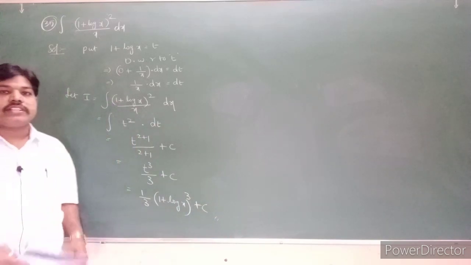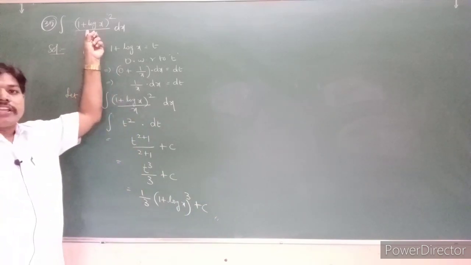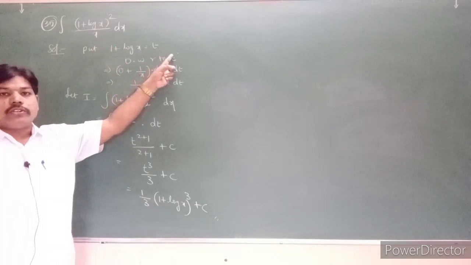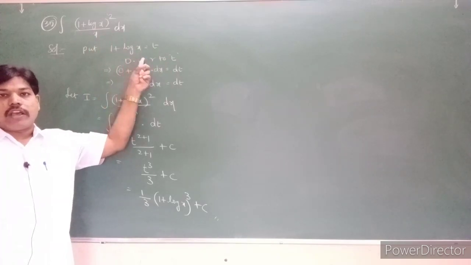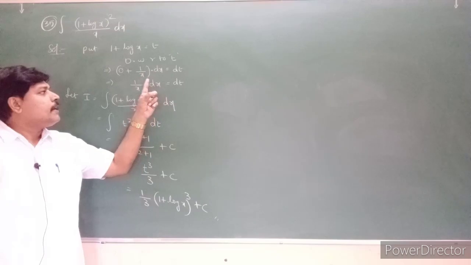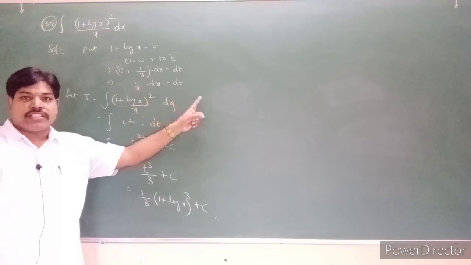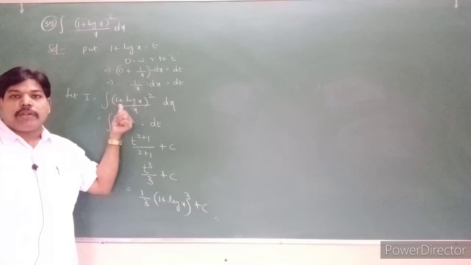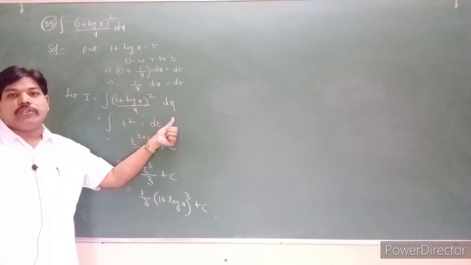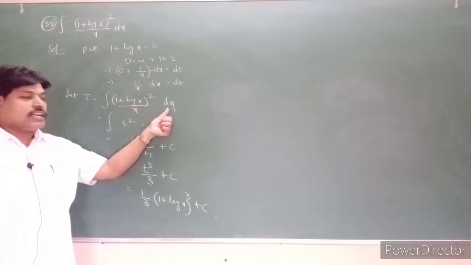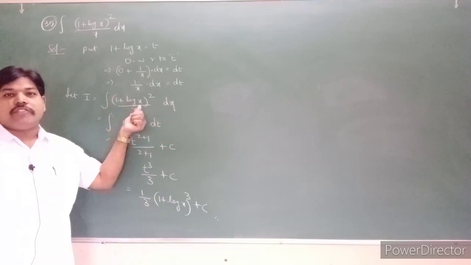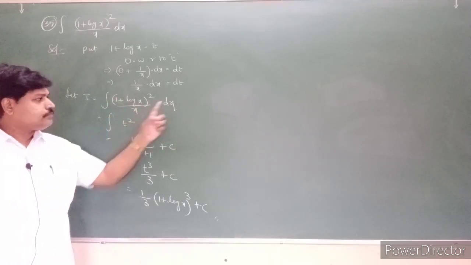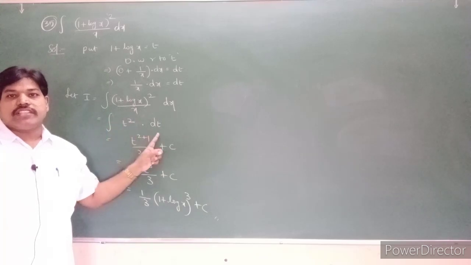So see the question students. What I am taking is 1 plus log x is equal to t. The derivative of 1 is 0. Log x derivative is 1 by x. So 1 by x into dx value is dt. So take the problem as I. I is equal to integral of (1 plus log x) whole square by x into dx is equal to, what is the value? 1 plus log x value is t. So it will become t square. dx by x value is dt.